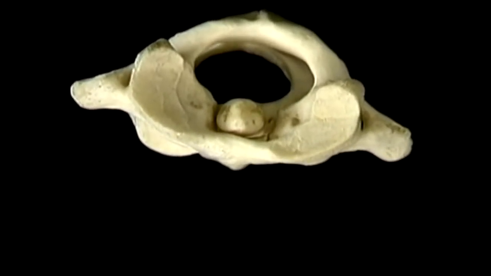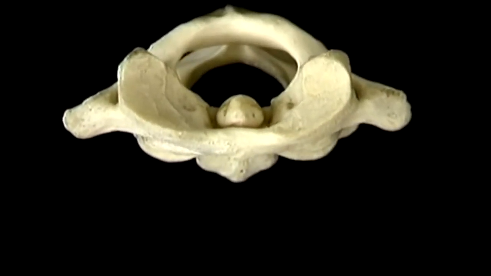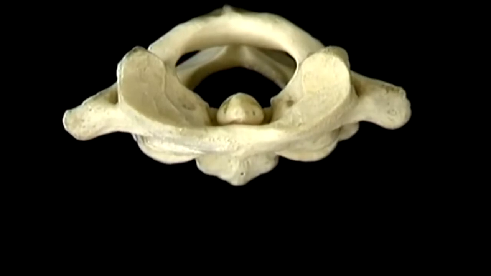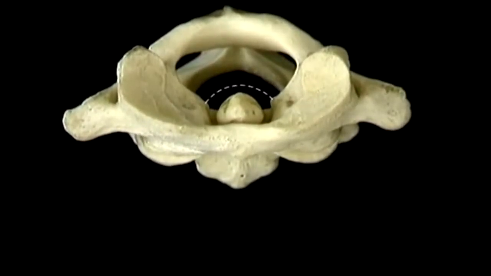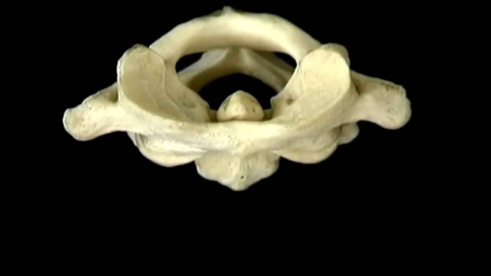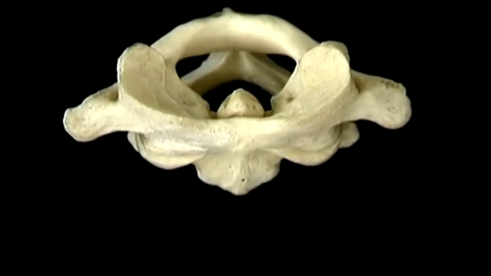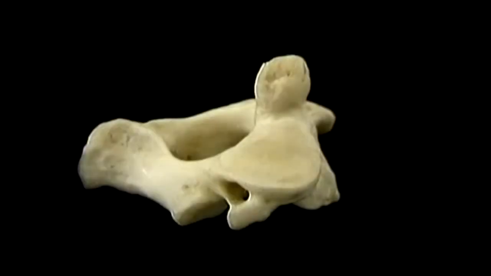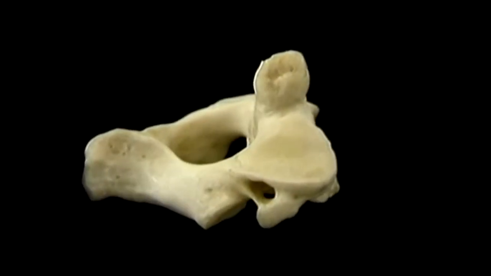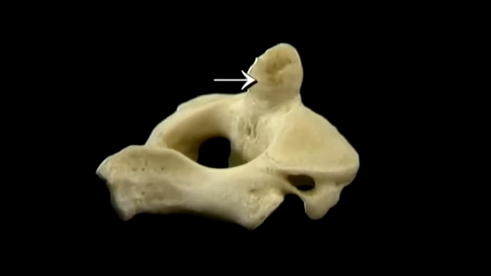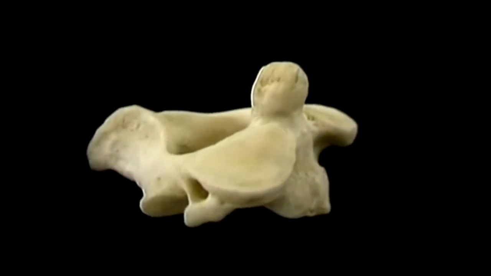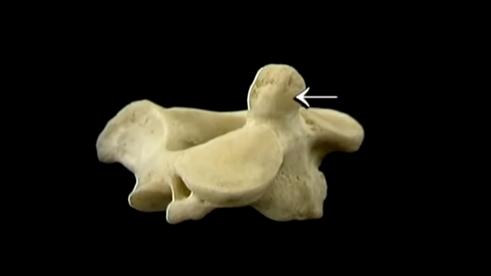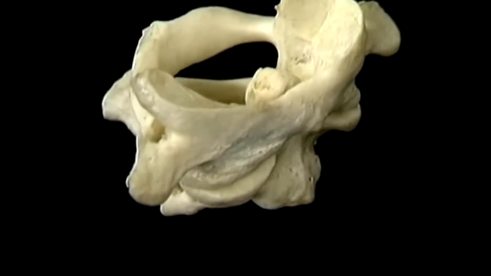The odontoid process is surrounded in front and on each side by bone. It's held in place behind by a strong ligament, the transverse ligament of the atlas. The odontoid process is also held in place from above by two strong ligaments, the alar ligaments, which are attached here and here. We'll see these ligaments shortly. The odontoid process has two small articular surfaces, one behind for the transverse ligament and one in front for the anterior arch of the atlas.